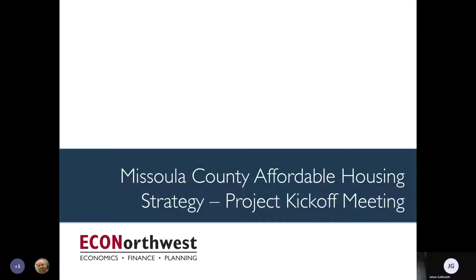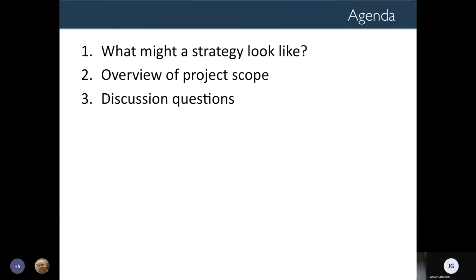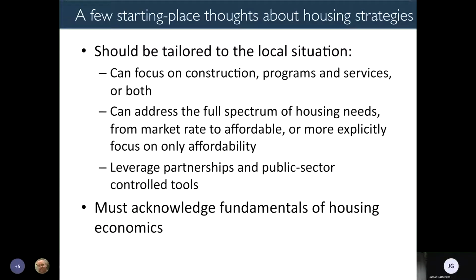I'm going to do a little bit of an overview presentation, and then Oscar's going to run us through the scope of work, what we see as being the process that we'll be going through on affordable housing. And then we have some discussion questions to go forward with. So as a starting place, I'm going to give a little overview of what we think the strategy might look like, the kinds of things that typically are included in affordable housing strategies as our first step on the agenda.